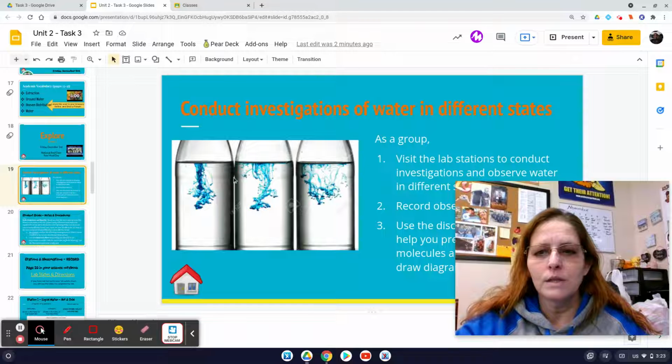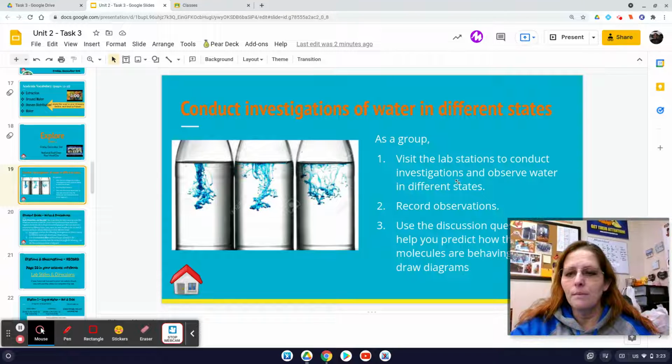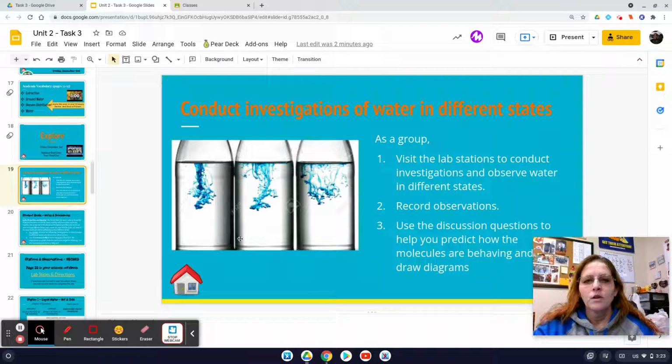All right. So today we are going to do the water lab. There are 3 parts of this water lab. As a small group, you're going to visit each lab station and conduct an investigation, observing water in different states. You're going to record your observations in your science notebook. And then you're going to use the discussion questions to help you predict how the molecules are behaving, and you have to draw diagrams. So we're drawing. That's one of the big things this time around.